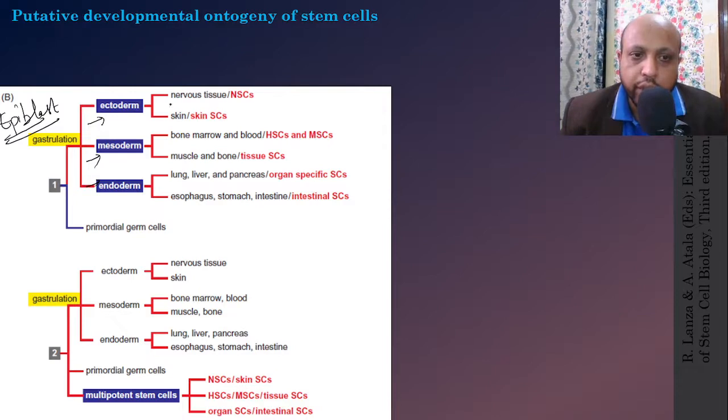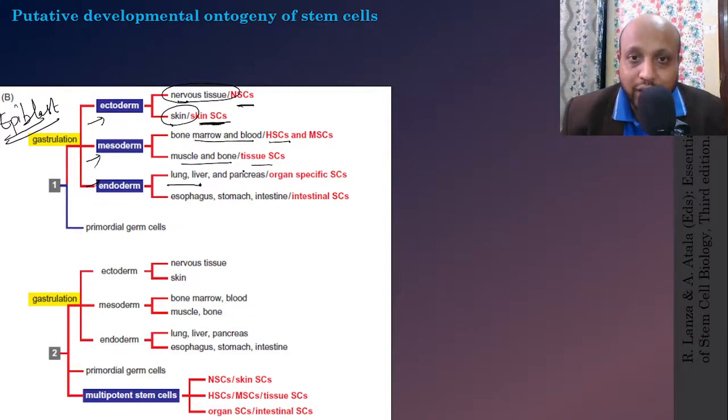So now from this ectoderm, you are getting your nervous tissues and the skin tissue. That's why you get skin stem cells or nerve stem cells. The mesoderm is the probable hypothesis for the adult stem cells: bone marrow or hematopoietic stem cells, or muscles and bones, which give you tissue stem cells. Then from your endoderm, the visceral organs are made, and you are getting organ-specific stem cells, for esophagus, stomach and intestine, that is, the intestinal stem cells are derived.